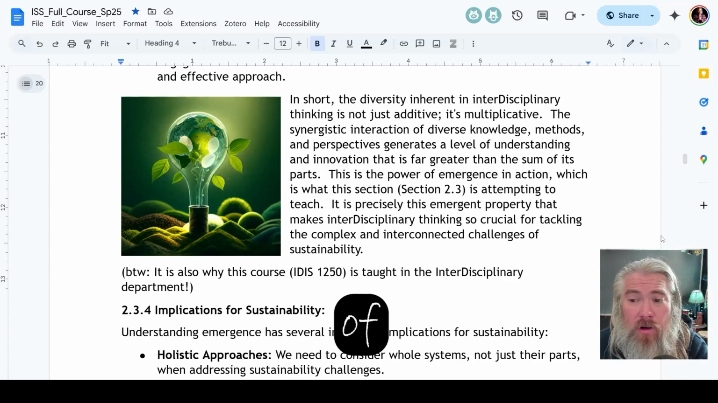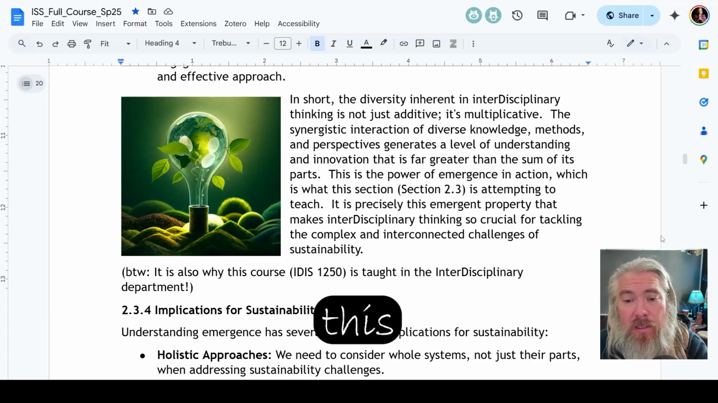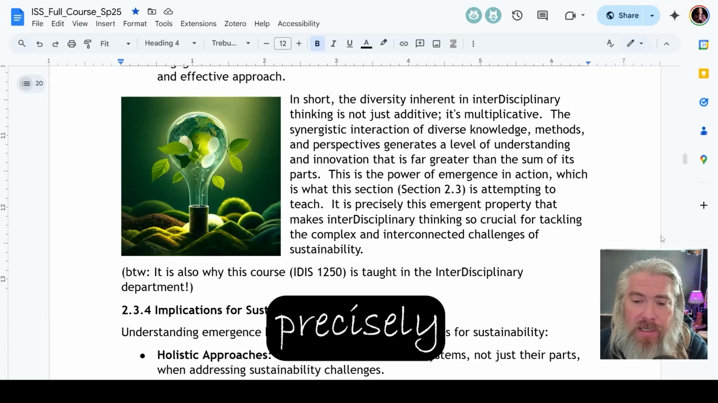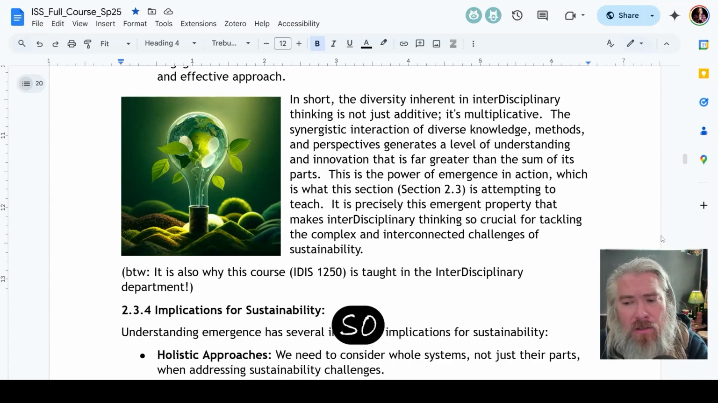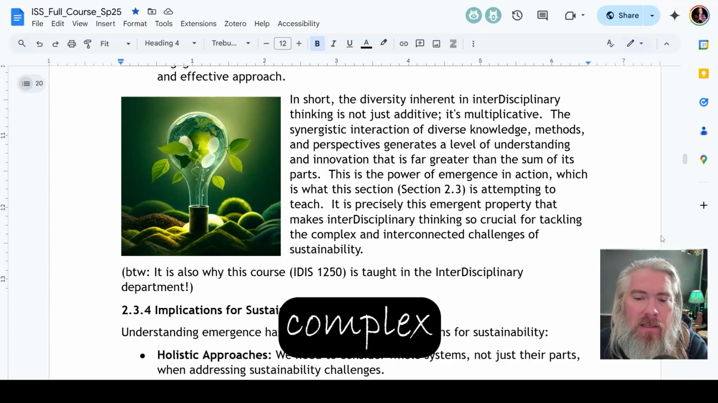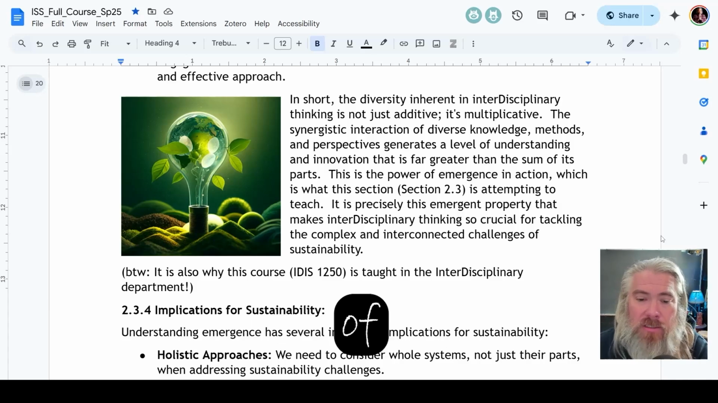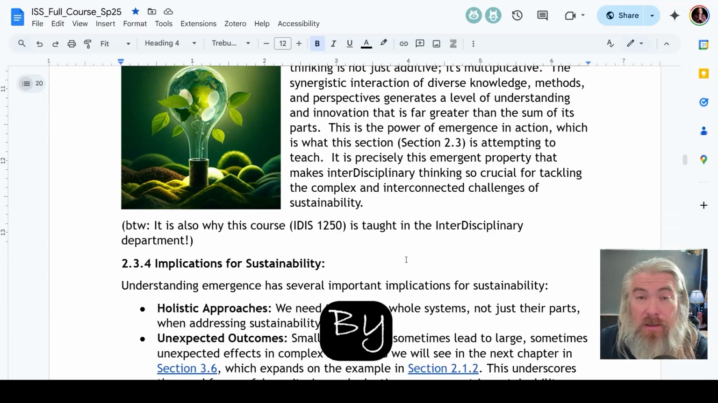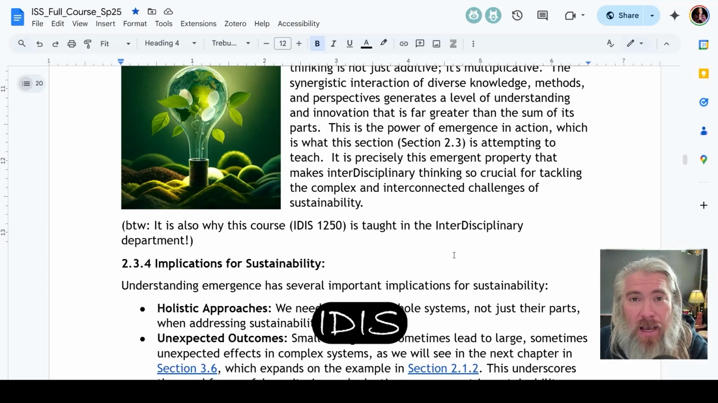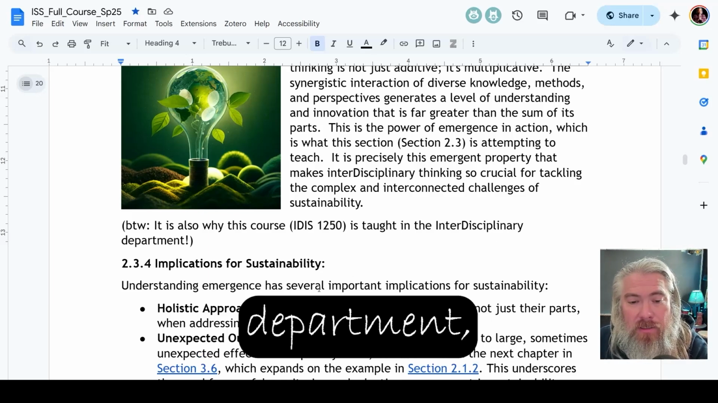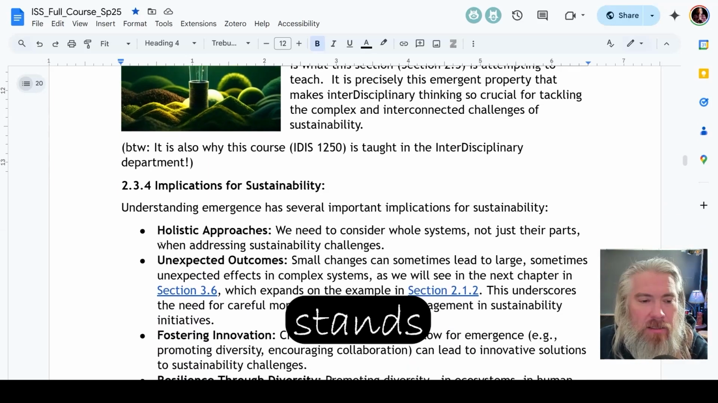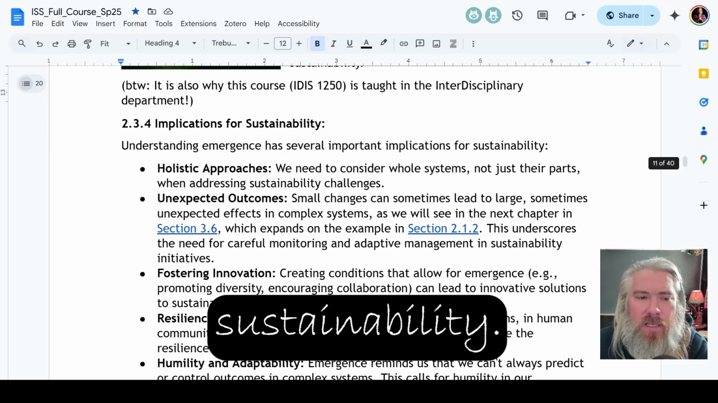This is the power of emergence in action, which is what this section, 2.3, is attempting to teach. It is precisely this emergent property that makes interdisciplinary thinking so crucial for tackling the complex and interconnected challenges of sustainability. By the way, it's also why this course, IDIS1250, is taught in the interdisciplinary department, which is what IDIS stands for.